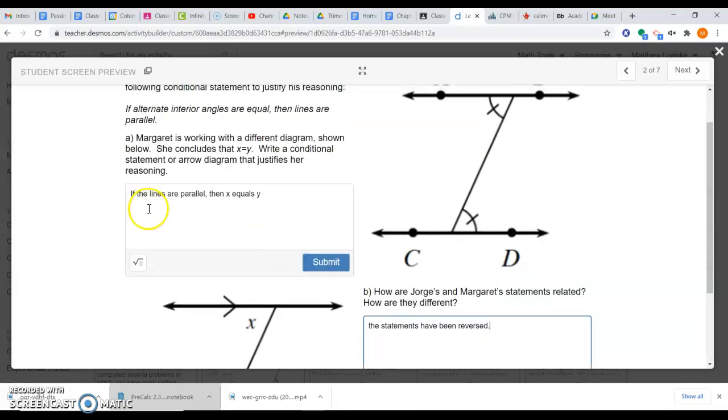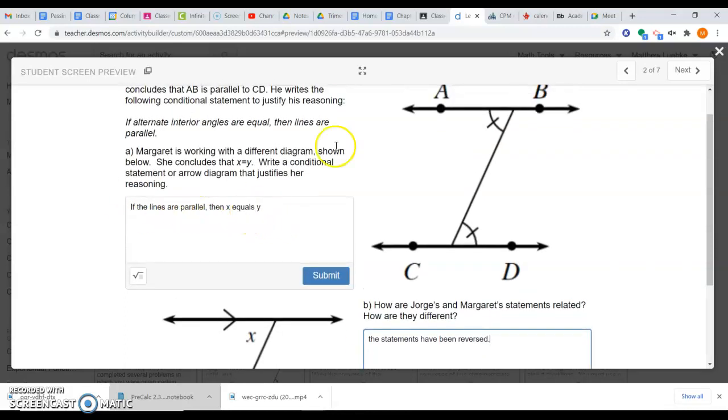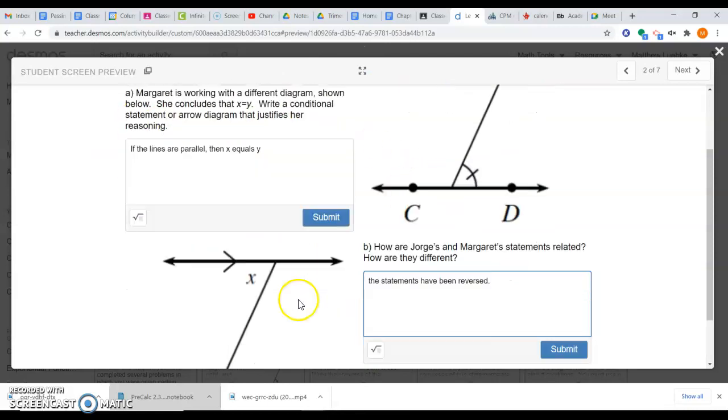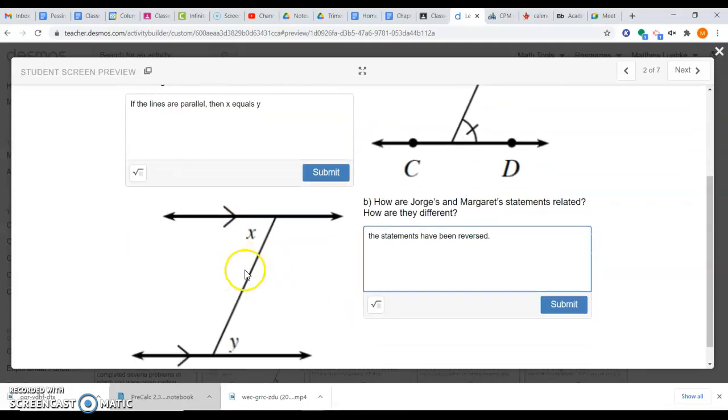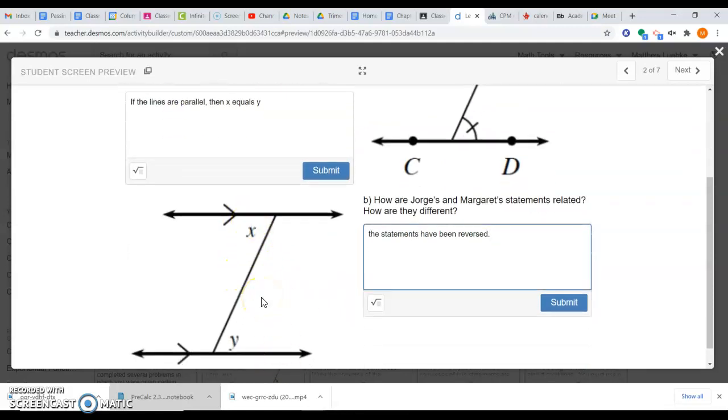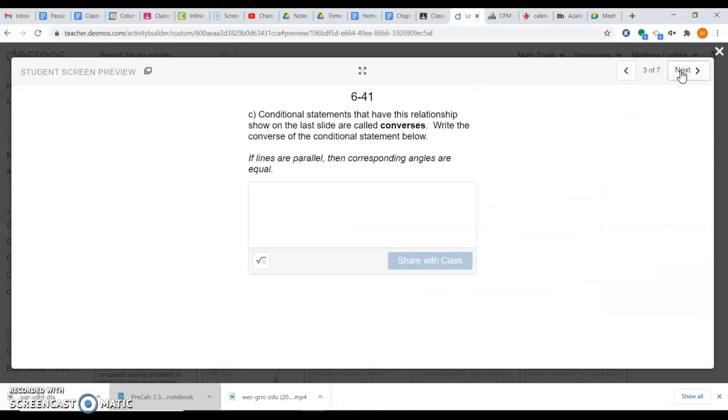Right? What comes after if and what comes after then has totally flipped. Now, both statements are true. Okay, if alternate interior angles are equal, then the lines must be parallel. And if the lines are parallel, then X and Y would be equal because they are alternate interior angles. So sometimes we get that relationship where the original statement is true and the converse is true. Okay, let's take a look at slide 3 here.